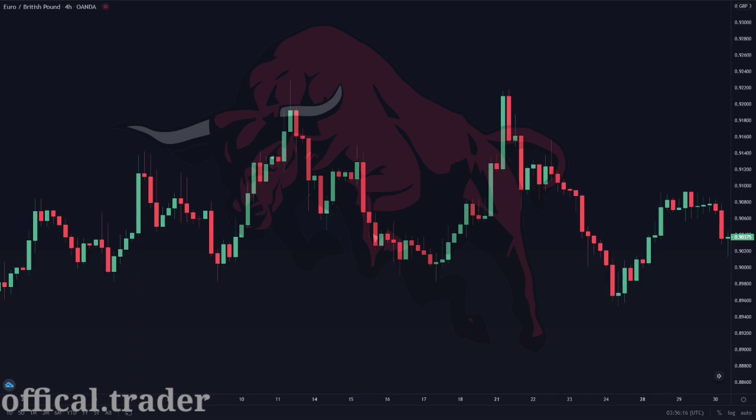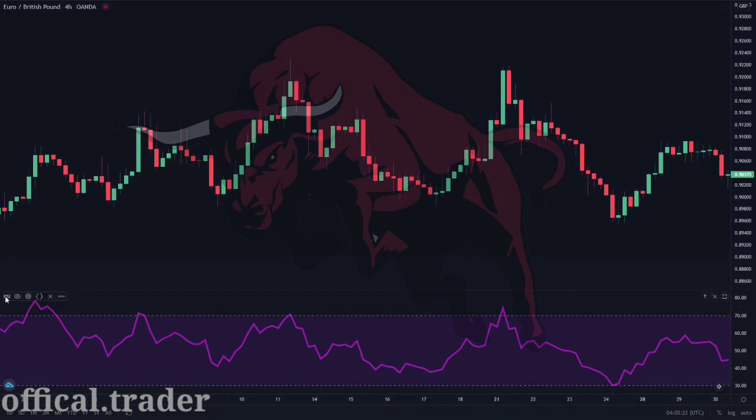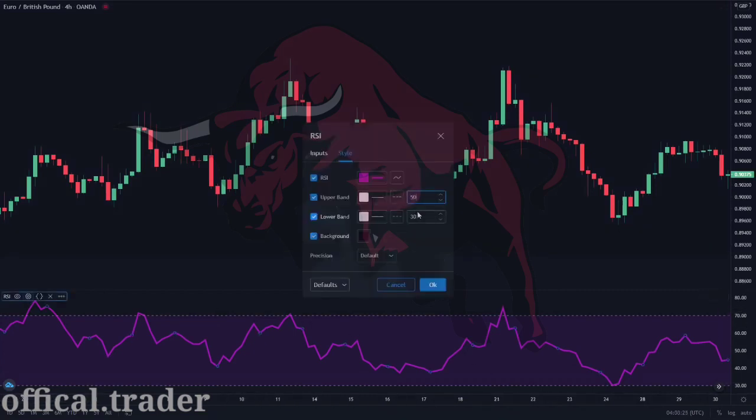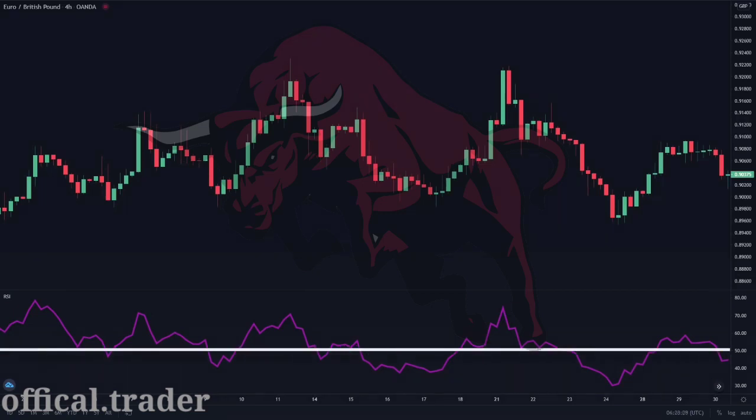Now, another indicator that can also help you confirm a price breakout pattern is the RSI. But first, we need to make a couple of adjustments to the indicator. So you want to go to the indicator settings and change these two values to 50. So now you'll have a single line in the middle like this.